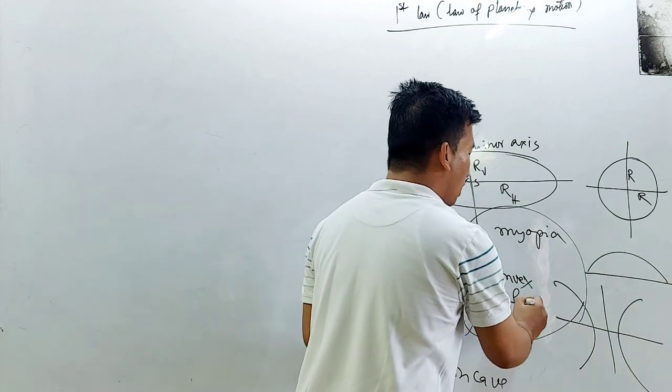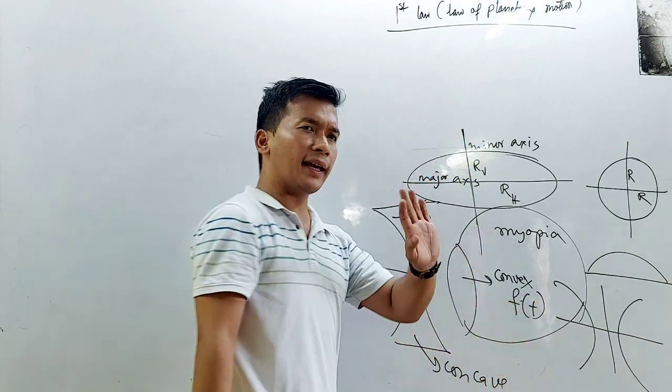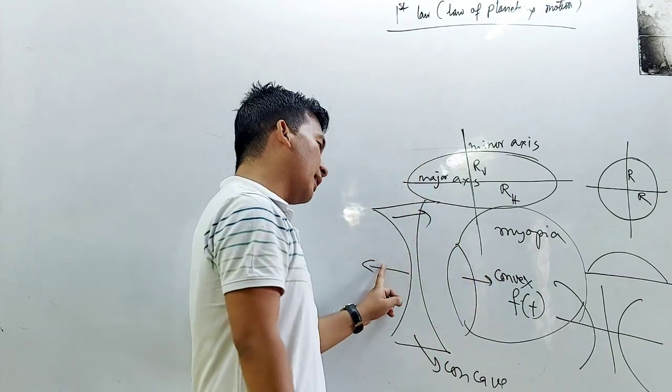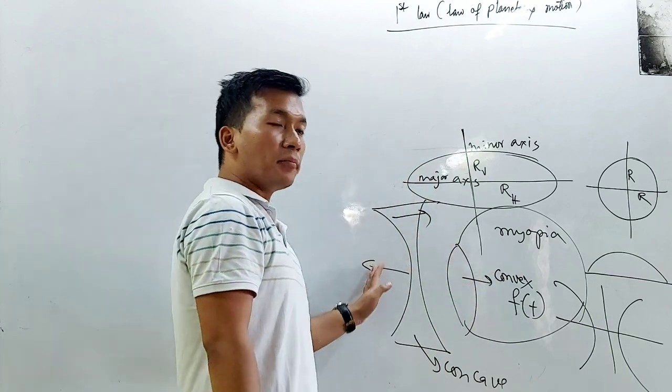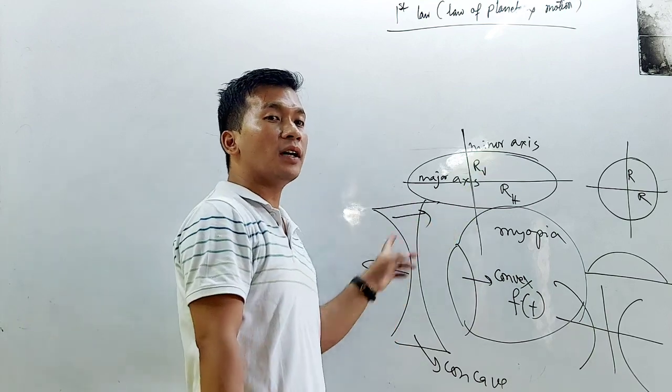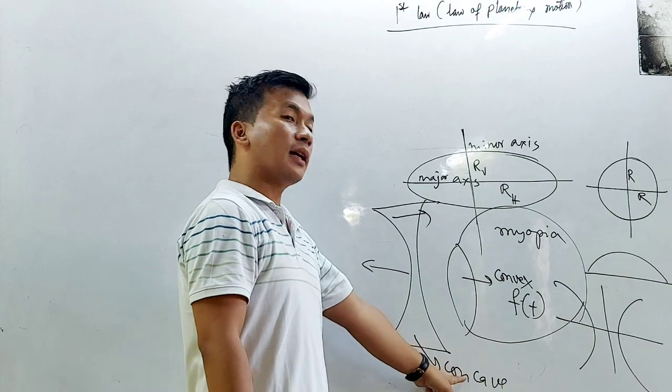Convex is positive, whether lens or mirror. Concave is negative: concave mirror, concave lens, negative. So your power is negative. You are using a concave lens.